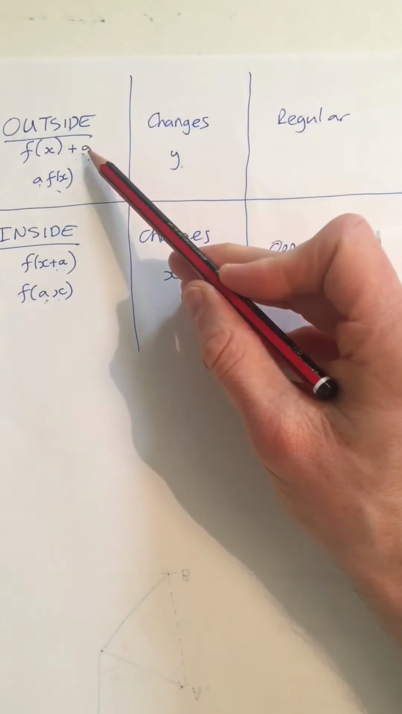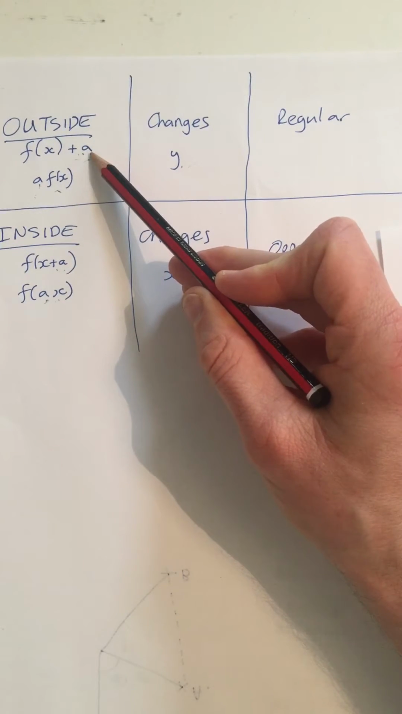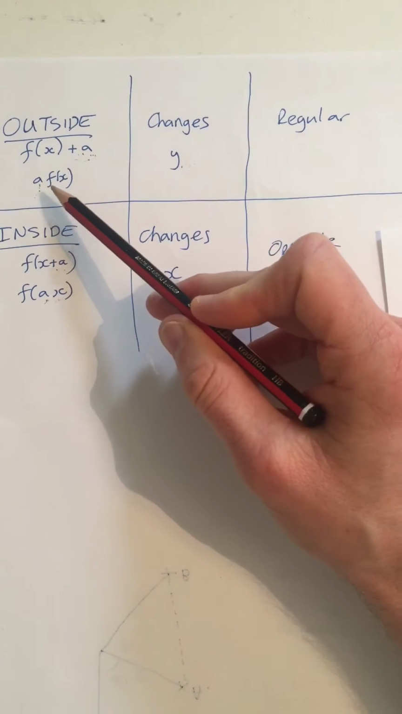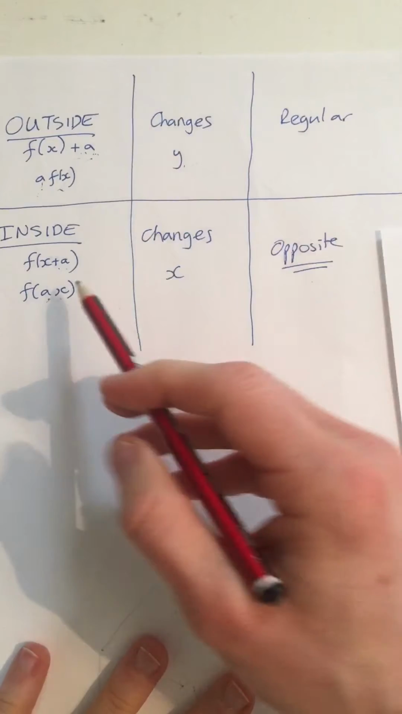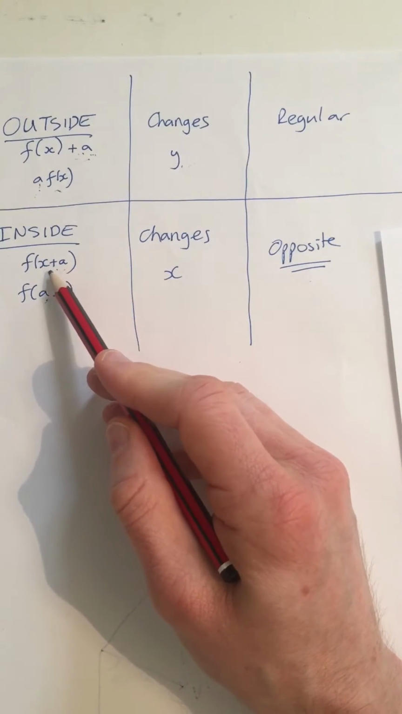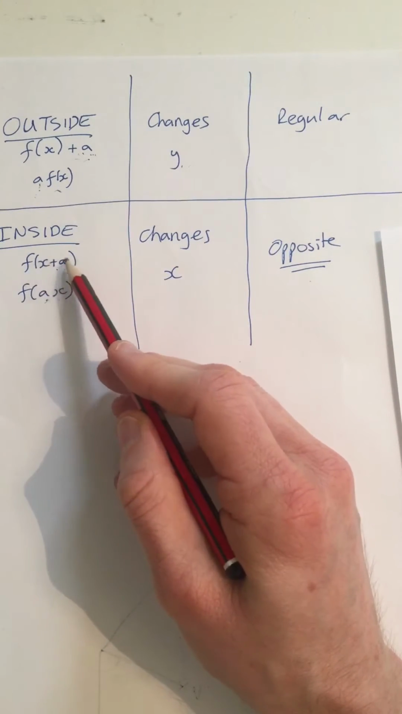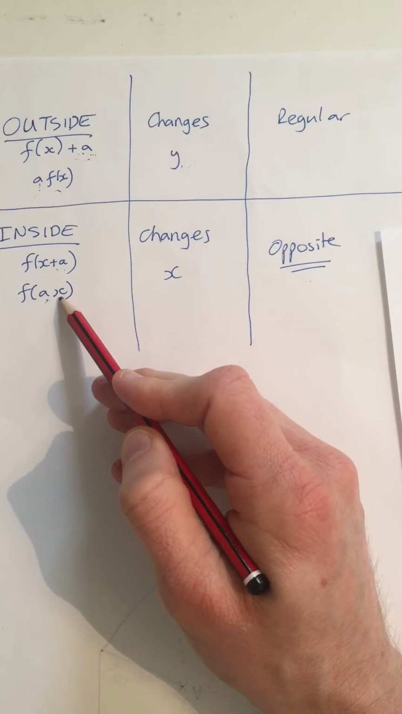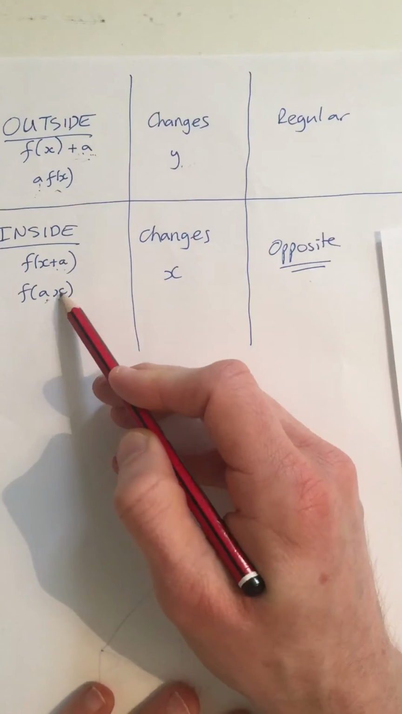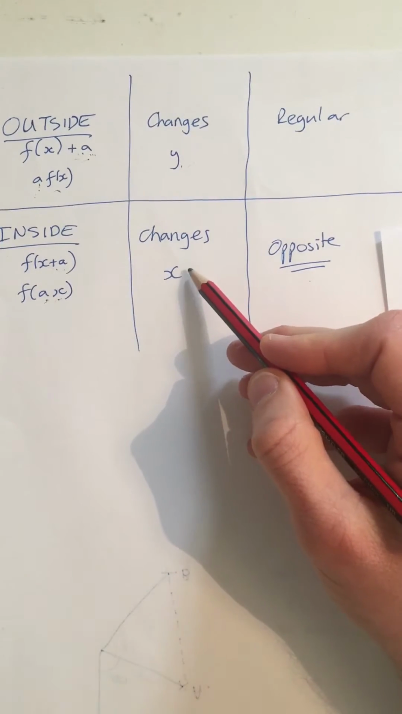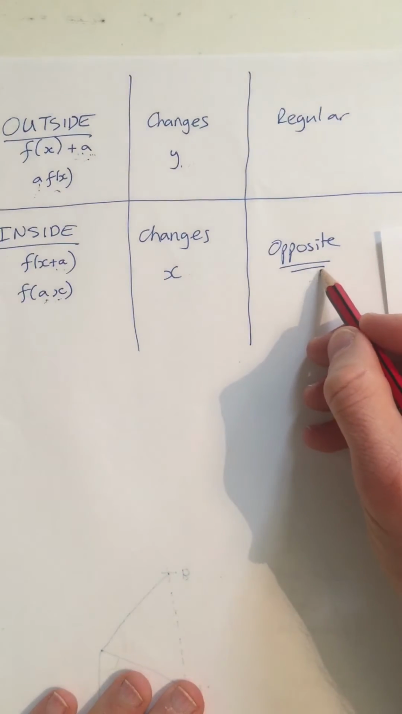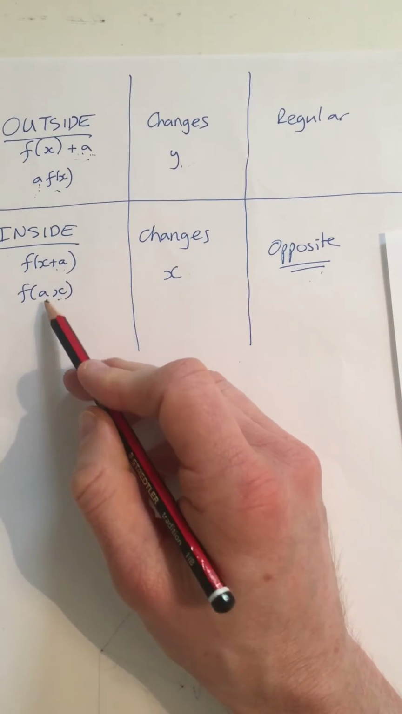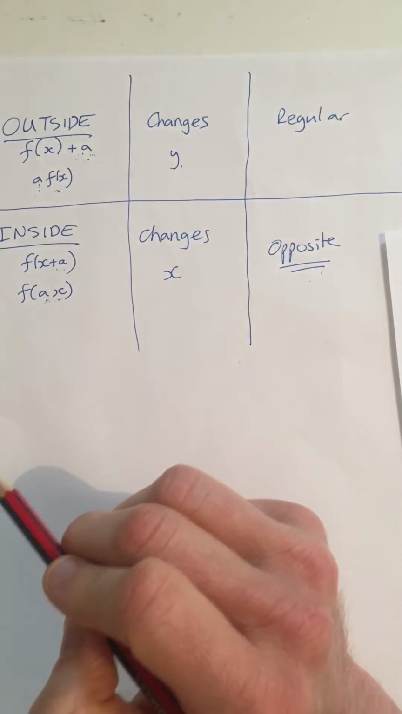So if it tells you to add the number to the y coordinates, then you add it. If it tells you to multiply the y coordinates by a, then you multiply the y coordinates by a. If, however, the change is on the inside, so you've got an x plus a inside the brackets here, or if you've got an f of a multiplied by x on the inside here, then that changes the x coordinates only, and you do the opposite. So in this case here, you'd subtract a from the x coordinates, and in this case here, you would divide the x coordinates by a.